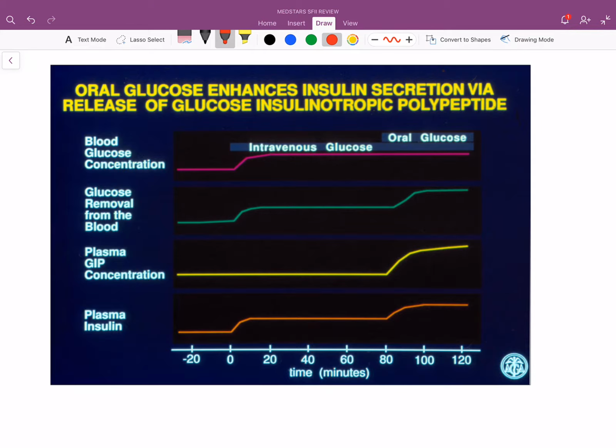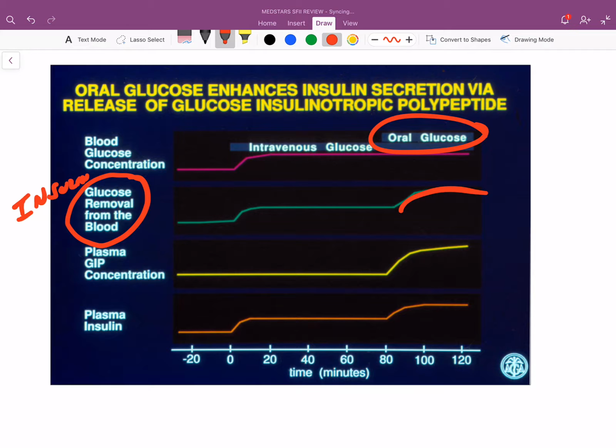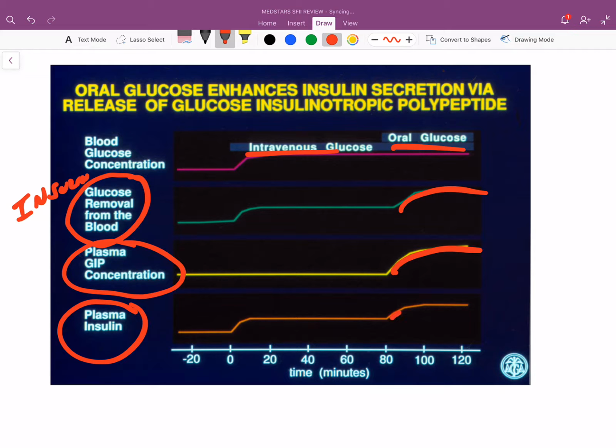Here's just his graphs that illustrate that. I think the graph I found is a lot better. But if you could read this, basically what it's saying is glucose removal from the blood. Who does that? Insulin, right? Insulin is the one that removes glucose from the blood. So obviously, oral glucose is going to have a faster rate of removing glucose from the blood because of the insulin release. Which one, IV glucose compared to oral glucose, causes a greater increase of GIP? Obviously, the oral glucose. Which one causes a greater increase of plasma insulin? Like I just said, the oral glucose.